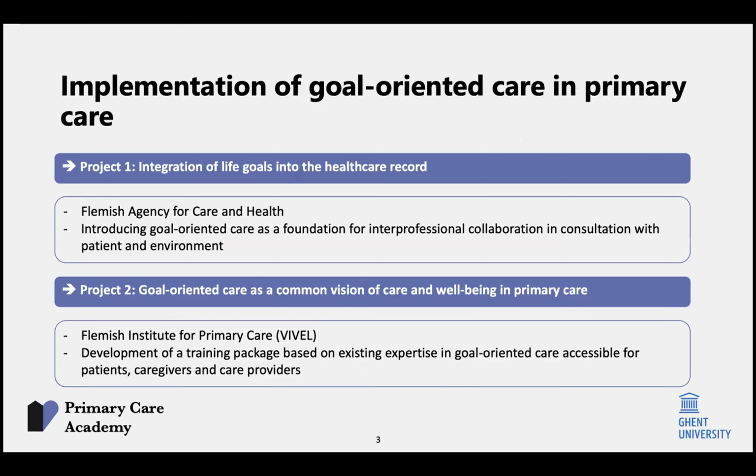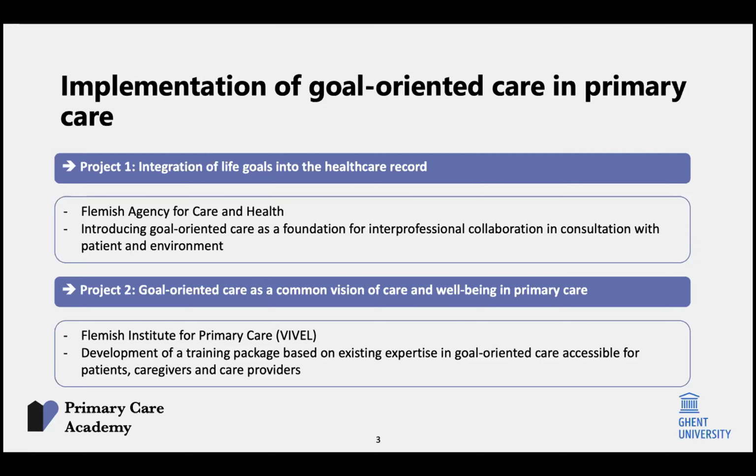Now, as I said, the first project is an initiative from the Flemish Agency of Care and Health, because in 2019, the Minister of Health here in Belgium declared that care should no longer be based on what we can offer as care providers, but that care should always contribute to the quality of life of the patient, and thus that we should always start from the patient's needs.